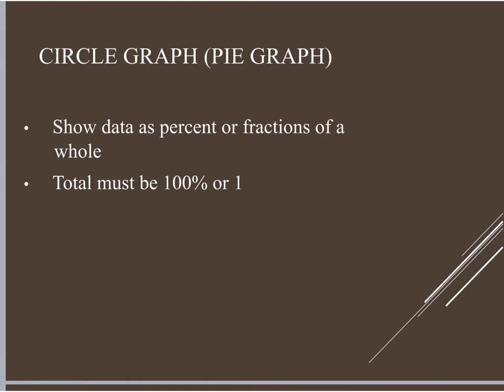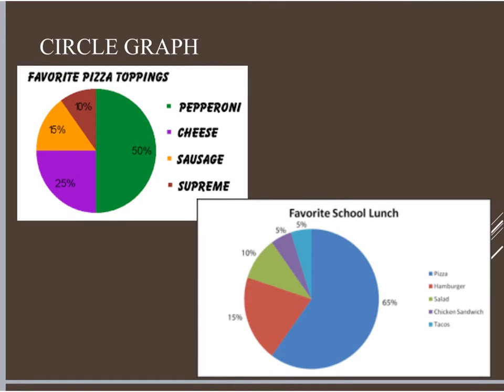We have pie charts or circle graphs. This is typically used to show percent or fractions of a whole. So all of the numbers in the pie chart need to equal 100% or 1. And here you can see we have 2 different ones. So for this graph here, it looks like we have pepperoni is the largest percentage of favorite toppings. Likewise, people seem to like supreme the least amount.